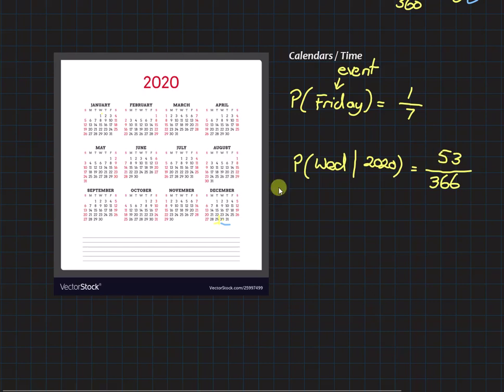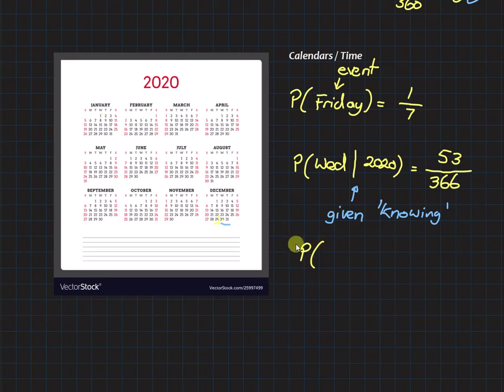This line means knowing that, or given. Now, that's a very special case. You're unlikely to get an exam question involving that. But what you will get is what's the probability of, in a normal year, me being born in July. Now, most people will actually turn around and say the answer is 1 in 12.